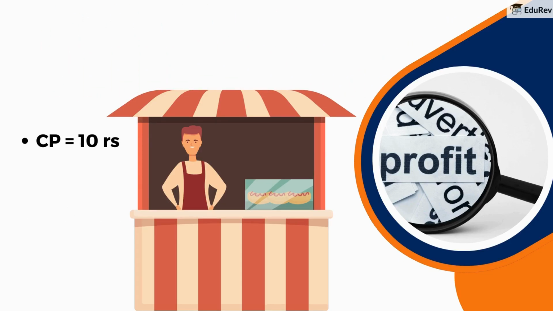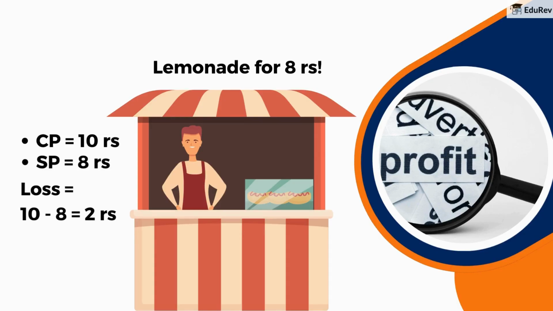Loss. Now imagine it's a rainy day and nobody wants lemonade. You lower the price to 8 rupees to sell some glasses. Now you're selling for less than it cost to make. You're making a loss of 2 rupees per glass, 10 minus 8 is equal to 2.